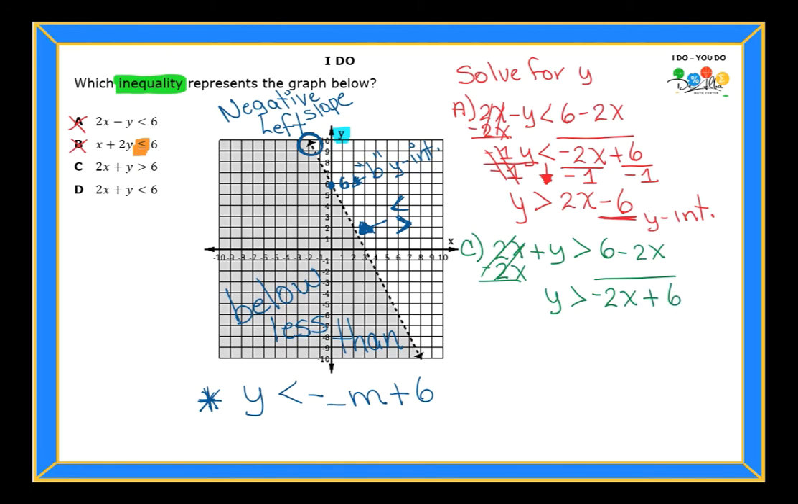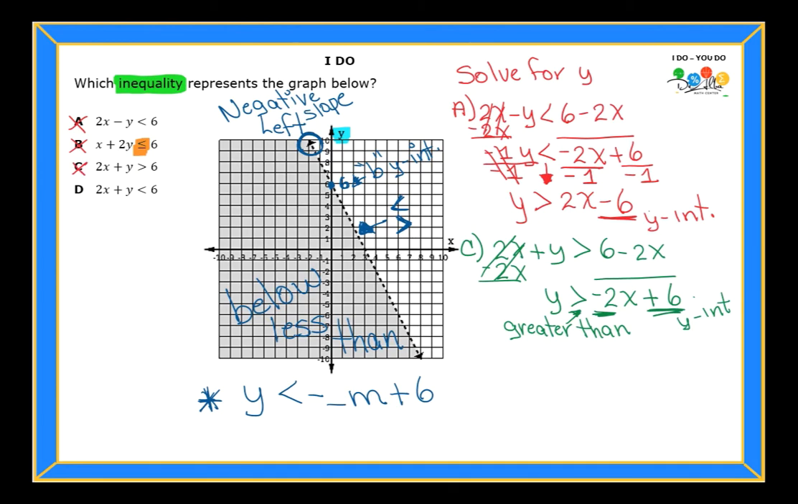Okay. Now, I do see the plus 6, which is my y-intercept. So that's okay. I do see the negative slope, which is something that I need. But what's wrong with my problem? This symbol means greater than. Is that the symbol that I was looking for? No, the symbol that I'm looking for is less than, because my inequality is shaded below. Okay, so it cannot be letter C. Let's go to the next one.